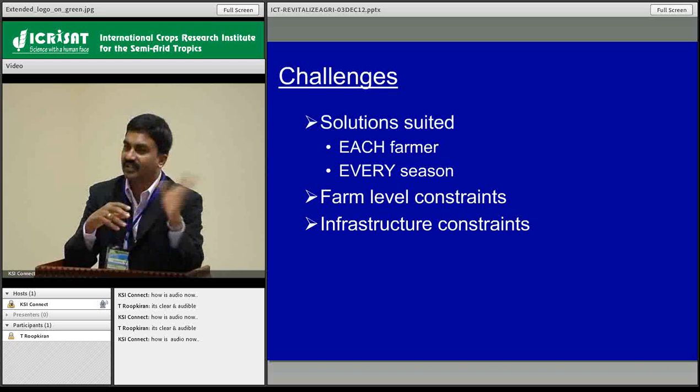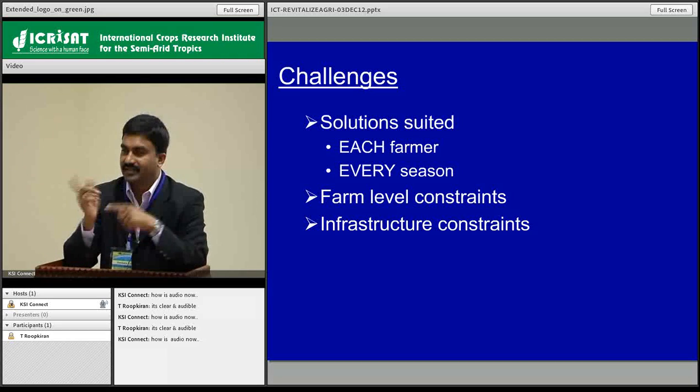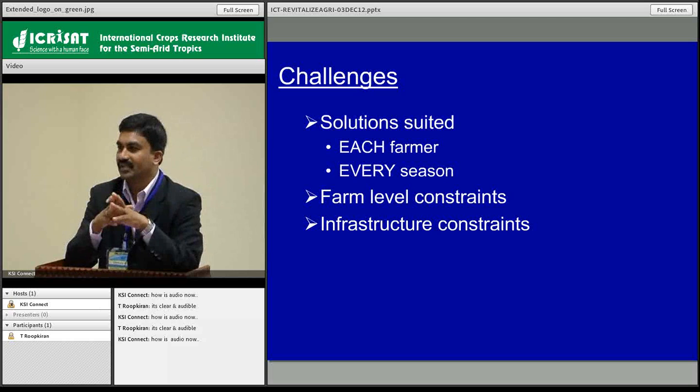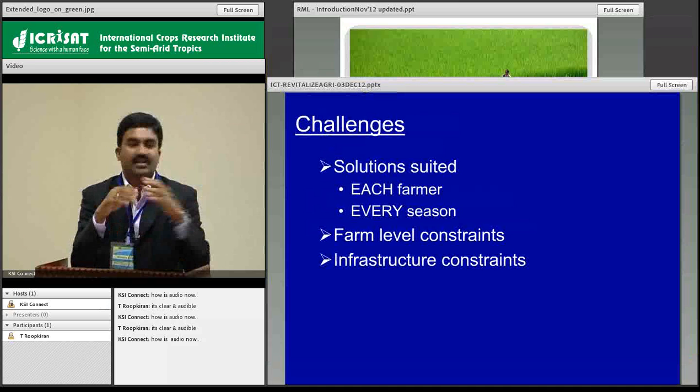But that also creates problems sometimes. And if there is a breakdown of the computer or the VSAT which has been provided for the internet connectivity or any other equipment, it takes a long time to fix it because the service providers are not there in the near vicinity. So I'm sure these are the challenges.